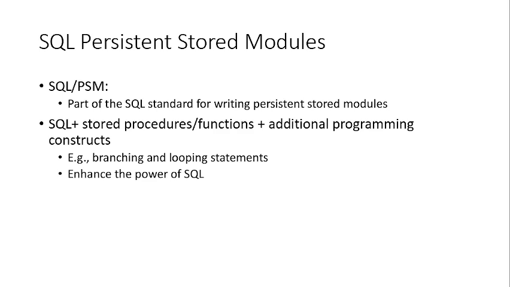So the conditional branching statements will be like this. If condition, then we have a statement list. Else if condition, then we have then and a statement list, etc. That is the format of the conditional branching statement. And finally we will have an end if statement.